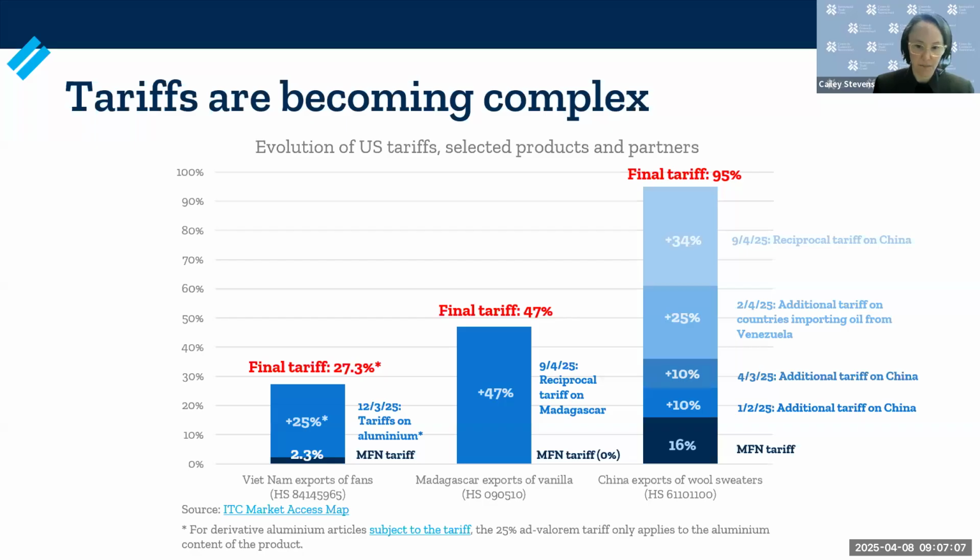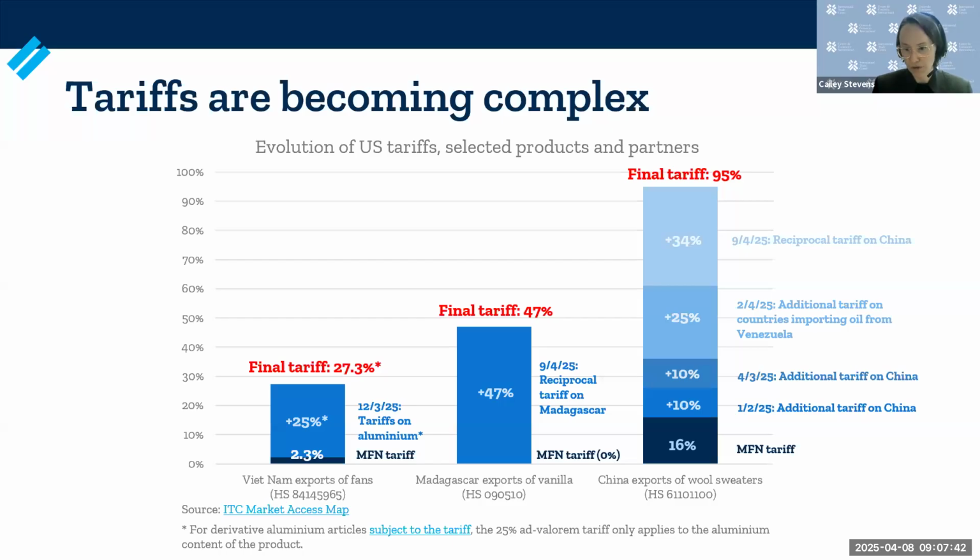If we take another example of vanilla from Madagascar, prior to April 9th, this product faced an MFN tariff of 0% in the US market. But starting tomorrow, when vanilla from Madagascar enters the US, it will face a 47% reciprocal tariff. So this product is now going to face a final tariff of 47% in the US market.